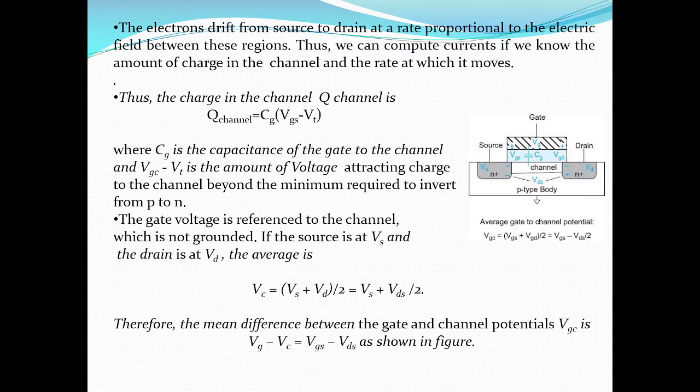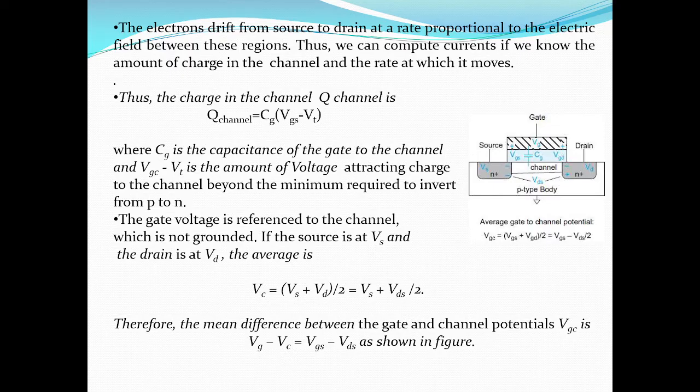Thus, the charge in the channel is represented by Q channel. It is given as capacitance Cg times VGS minus VT, where Cg represents the capacitance of the gate to the channel, and VGS minus VT is the amount of voltage attracting charge to the channel beyond the minimum required to invert from P to N. The gate voltage is referenced to the channel, which is not grounded.